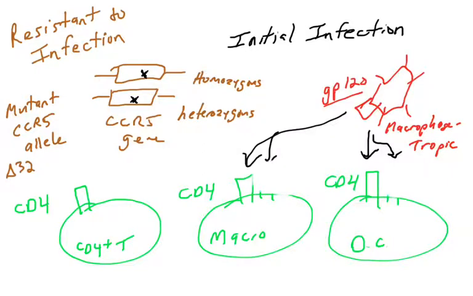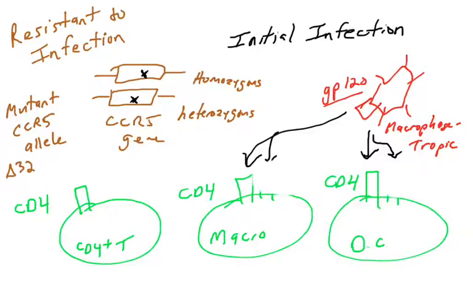So individuals who have this genotype, being homozygous for the CCR5 delta 32 allele, are resistant to infection, specifically by the macrophage tropic virus. Their cells lack CCR5, and so individuals who have this phenotype have been repeatedly exposed to the virus and not infected by the virus. So those individuals are resistant to infection.